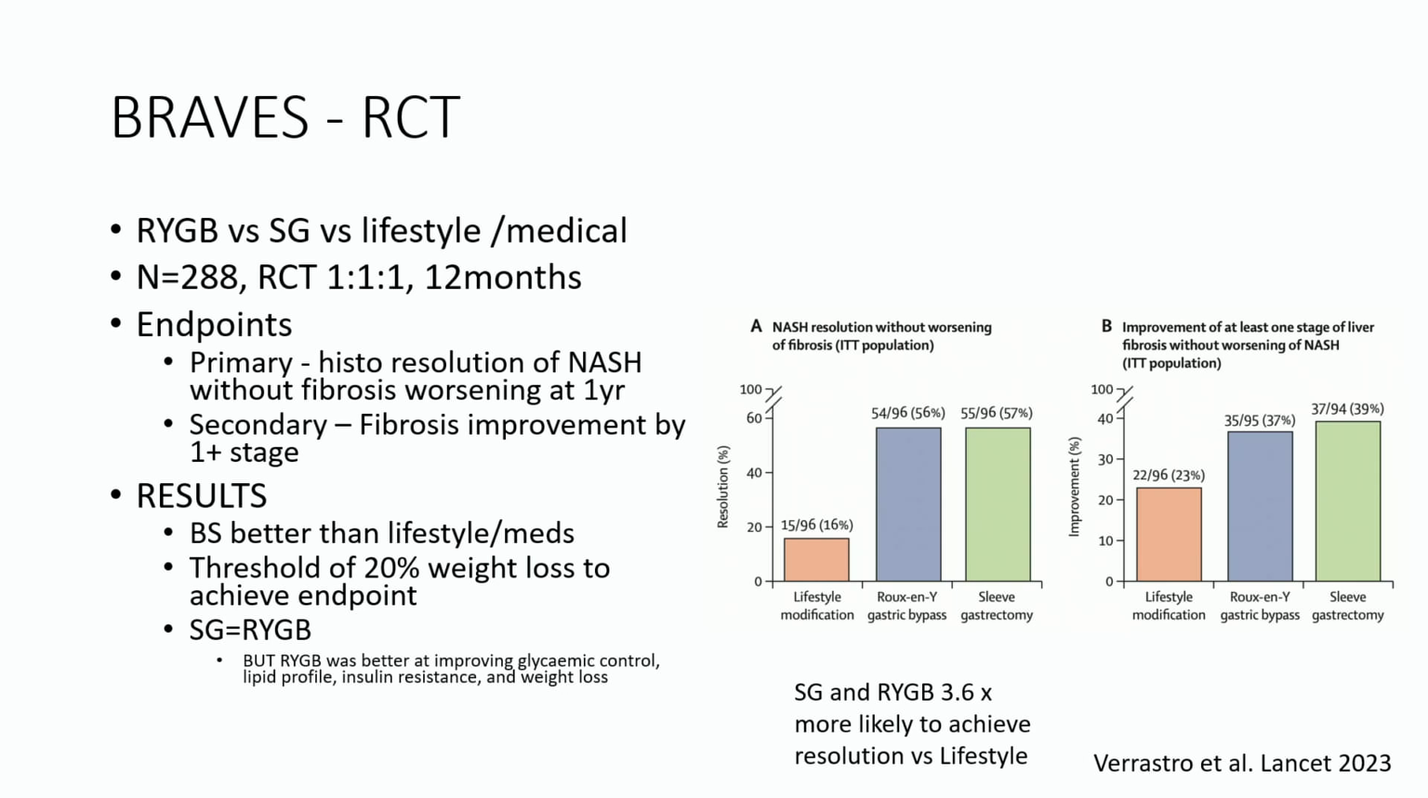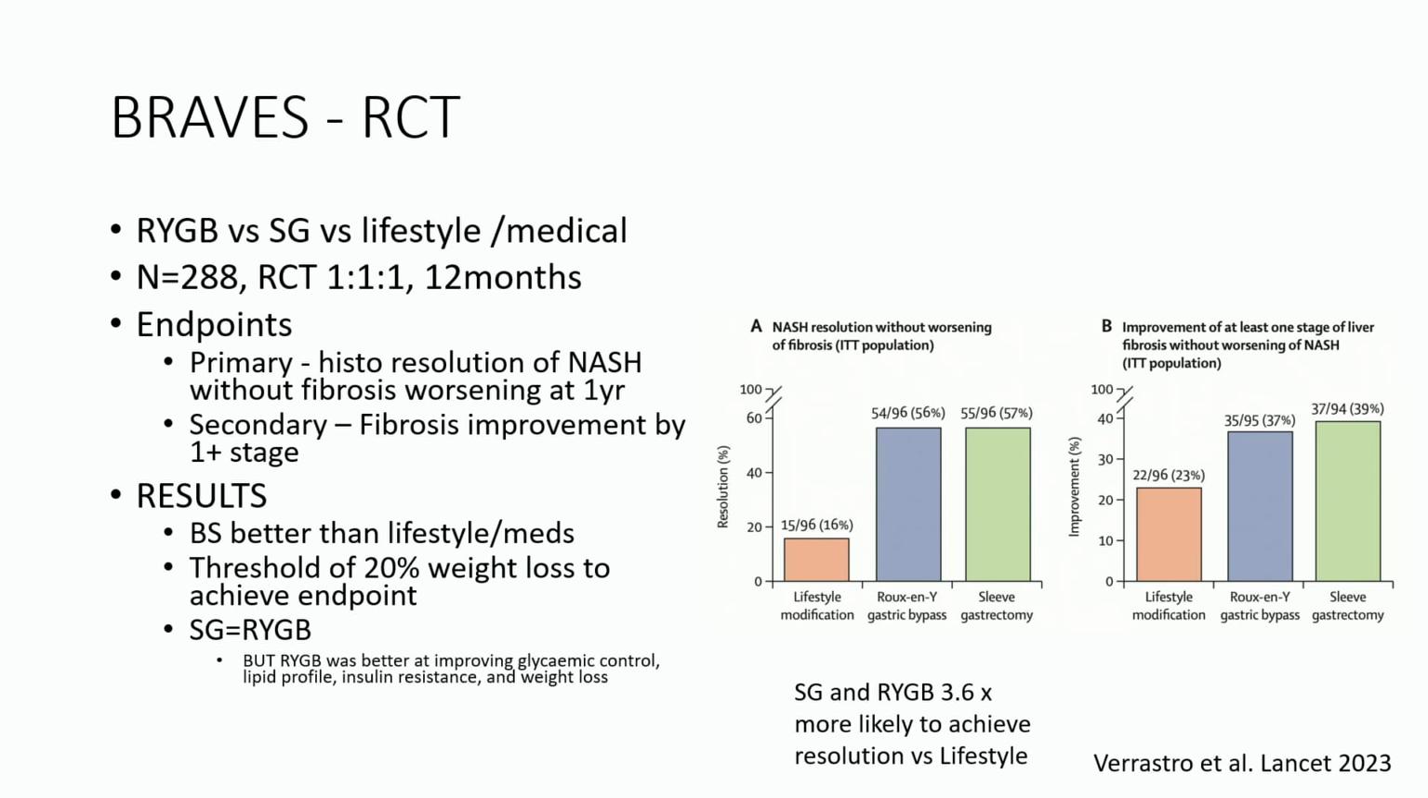In terms of randomised evidence, there is not a lot around, but this is one of the few studies published in The Lancet last year which compared bypass to sleeve to lifestyle interventions in terms specifically looking at the impact on MAFLD. It was a randomised controlled trial, 1:1:1 over 12 months, and their endpoints were the histological resolution of NASH without fibrosis worsening in 1 year, and their secondary endpoint was fibrosis improvement by at least one stage on the fibrosis scale.